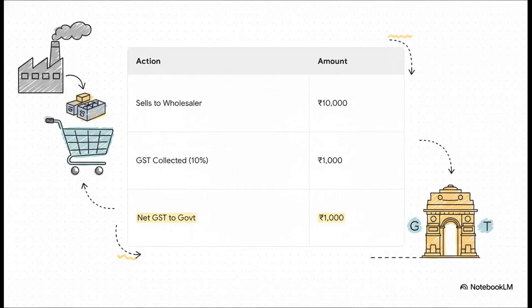All right, stage one. The manufacturer sells their product to a wholesaler for 10,000 rupees. They collect a 10% GST, so that's 1,000 rupees.